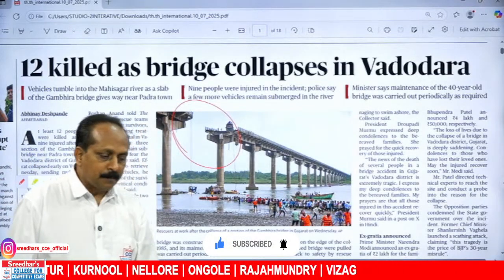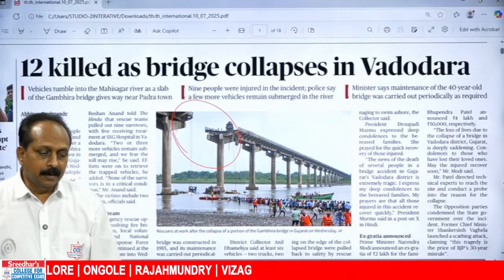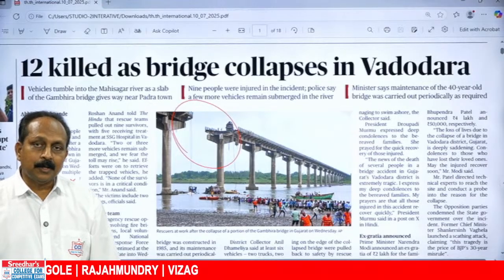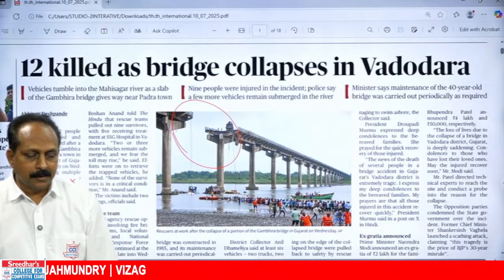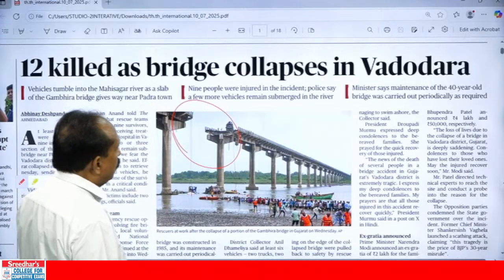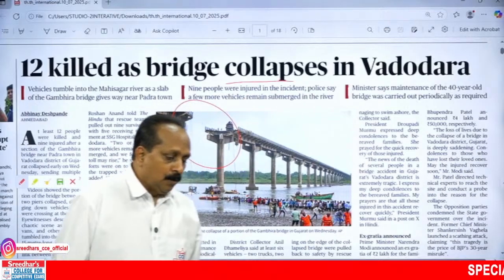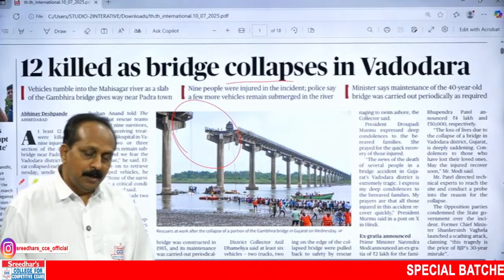The bridge collapsed and it resulted in 12 people getting killed. A disaster, not a natural disaster, in a way a man-made disaster. And based on that: 12 killed as bridge collapses in Vadodara. And when you see the word collapse, collapse goes with buildings usually.